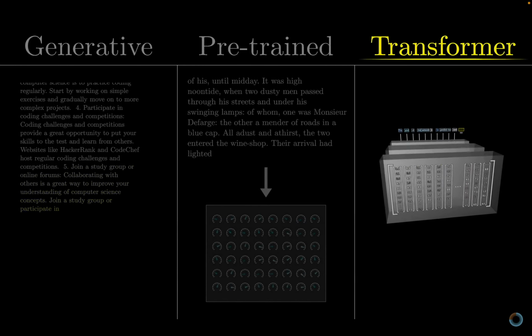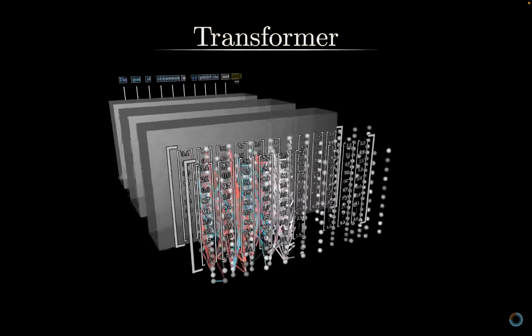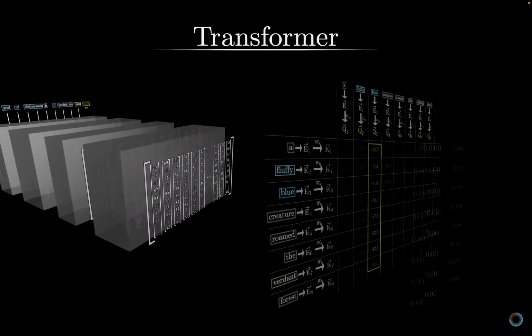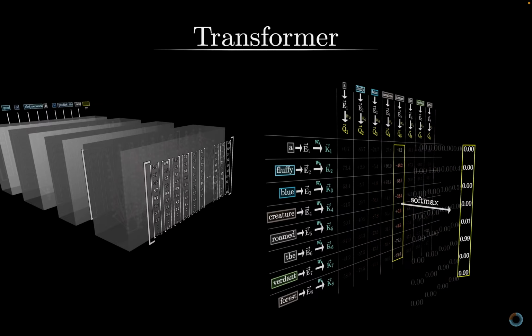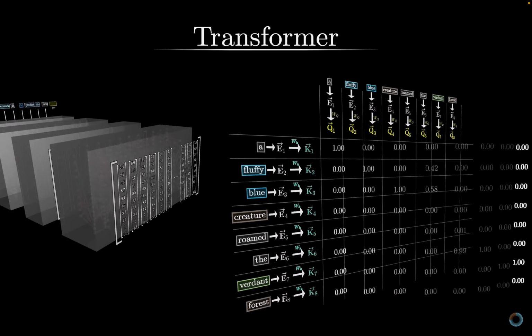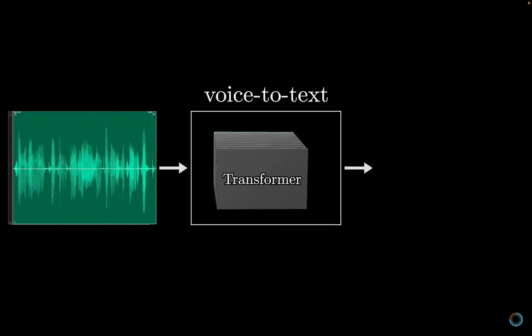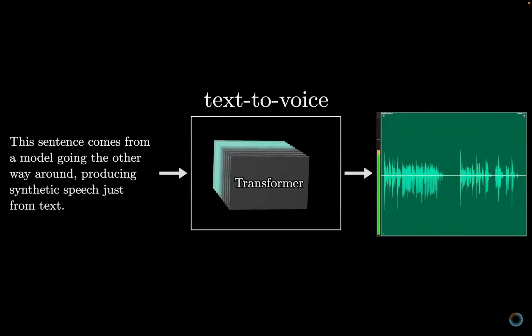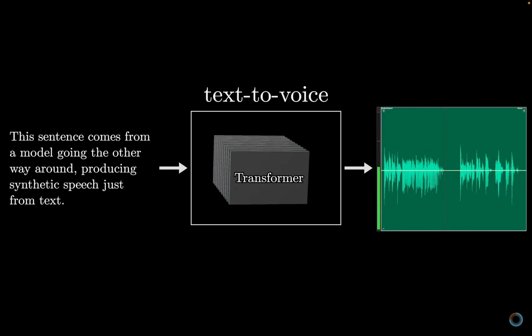current boom in AI. What I want to do with this video and the following chapters is go through a visually driven explanation for what actually happens inside a transformer. We're going to follow the data that flows through it and go step by step. There are many different kinds of models that you can build using transformers. Some models take in audio and produce a transcript. This sentence comes from a model going the other way around, producing synthetic speech just from text.